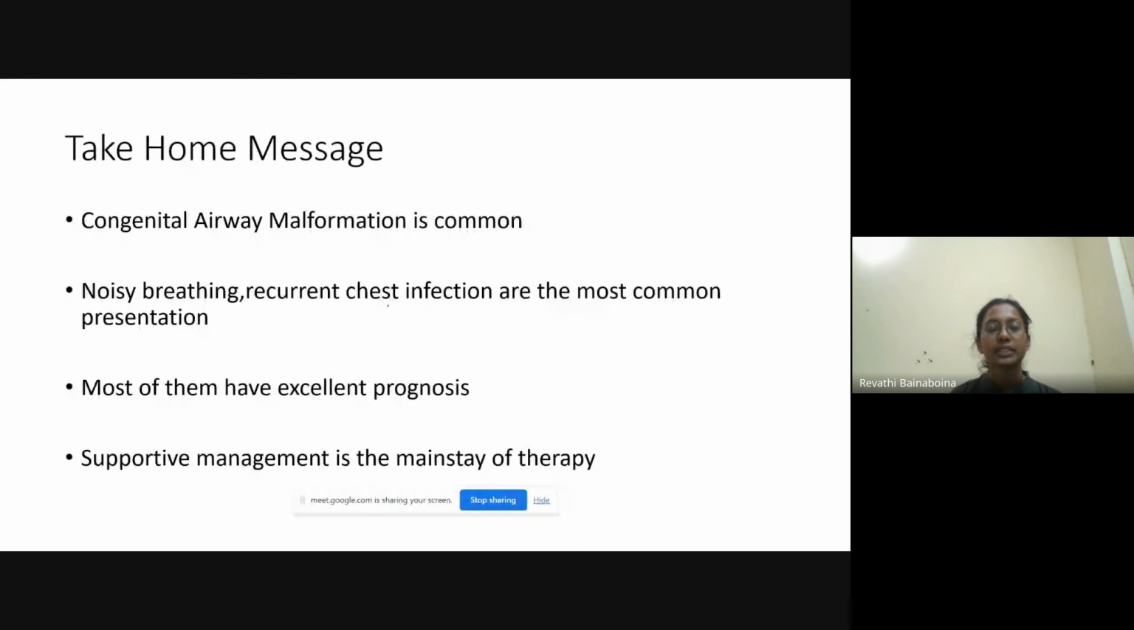Take-home message includes: congenital airway malformation is common. Noisy breathing and recurrent chest infections are the most common presentation. Most of them have excellent prognosis. Supportive management is the mainstay of the therapy.